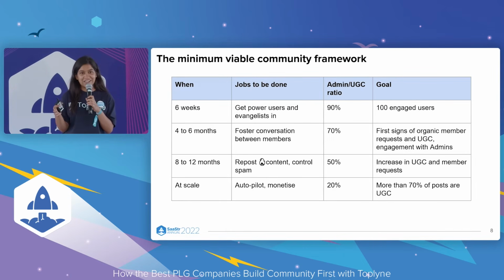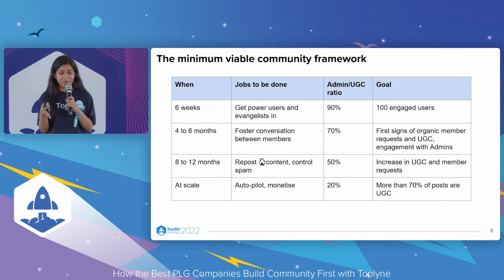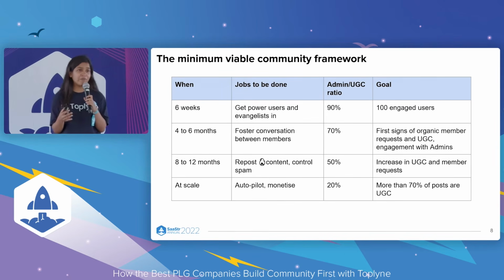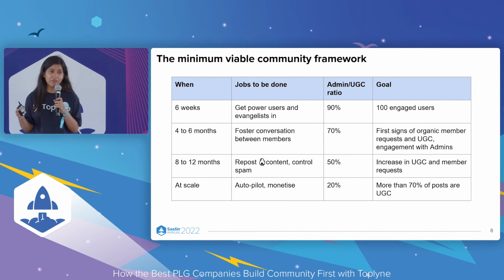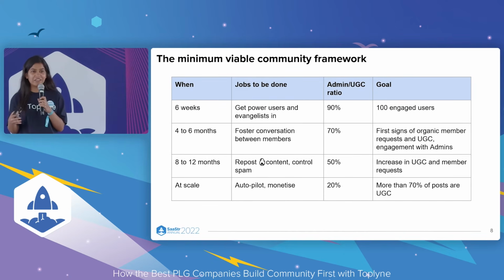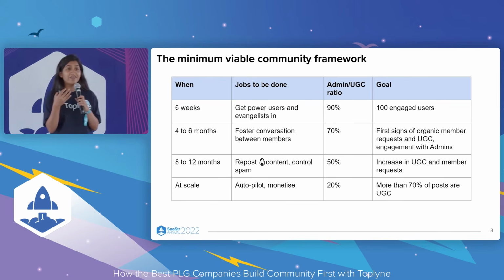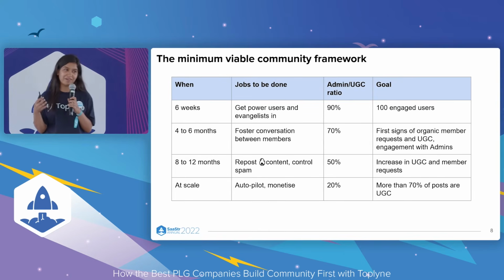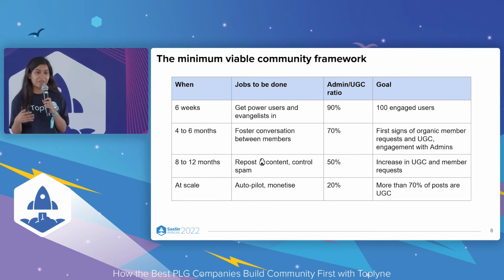Then comes the next stage, which is at about 8 to 12 months. Here, your primary job is to repost the content that people are sharing and control for spam. You'll be down to 50% admin to user-generated content ratio, and you'll start seeing a huge increase in the content generated by users as opposed to admins, and you'll start seeing a lot more requests coming in from people who want to join your community.